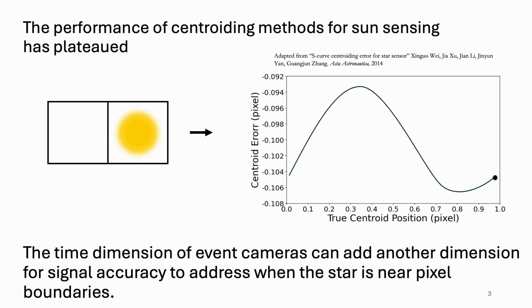As a point source moves from a perfect fit in one pixel and then on to the next, the resultant centroiding estimation produces this S-curve-like error, where on the boundary between two pixels the error is the largest, but as it moves towards the next pixel, the centroid error decreases. The time dimension of an event camera can add another dimension for signal accuracy to address when the star or sun is near pixel boundaries.